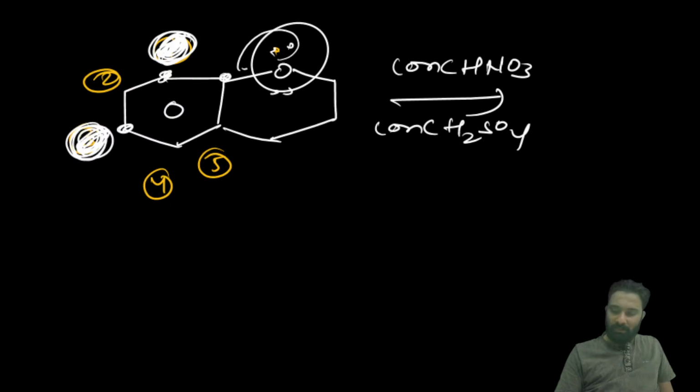కానీ అక్కడ అంతా 5 ఇస్ ఆల్సో ఆర్థో. 5 కూడా ఆర్థోనే. Right. So 1, 3, 5 positions it will attack. Clear?